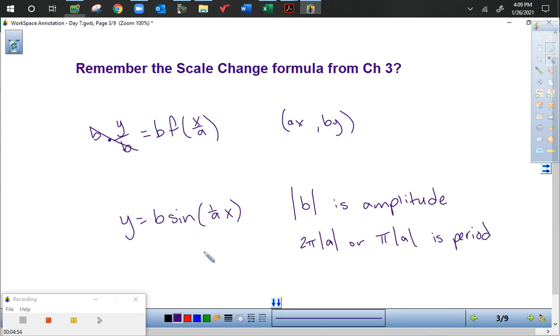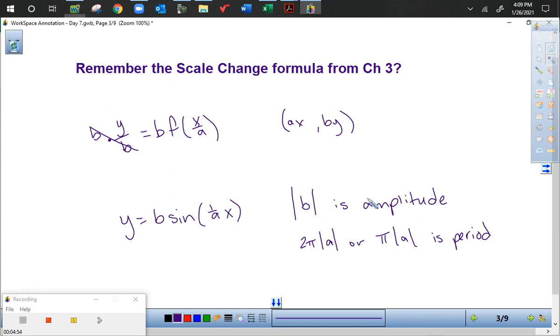Now, how these relate to our sine and cosine is the b value gives us a vertical stretch or compression. Okay, so with b, it's just like purple note card way back when, is going to be up and down on the graph. Whereas the a value, since it's inside with x, is going to be horizontal.